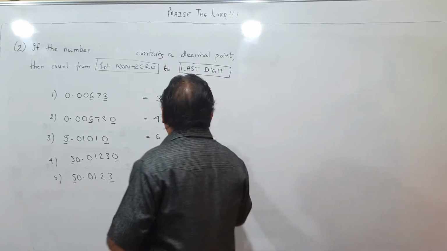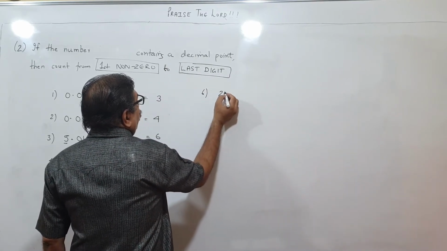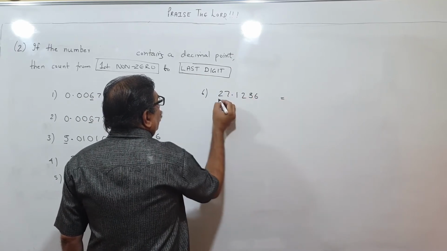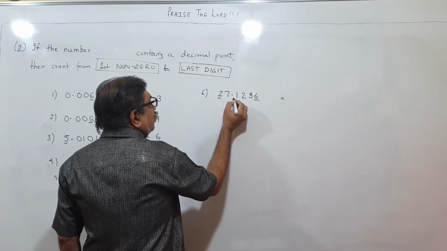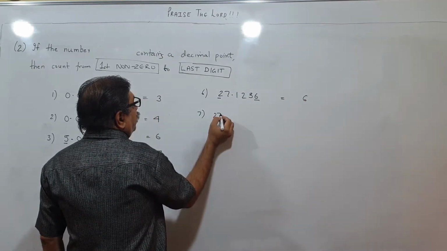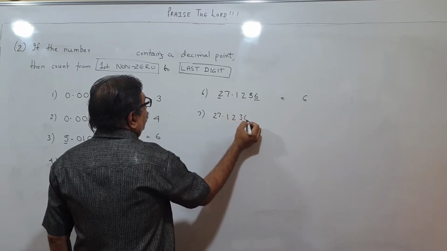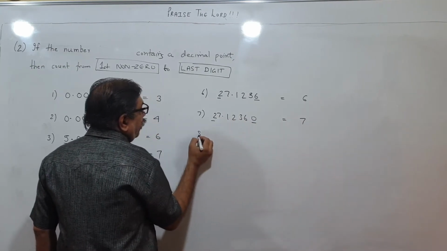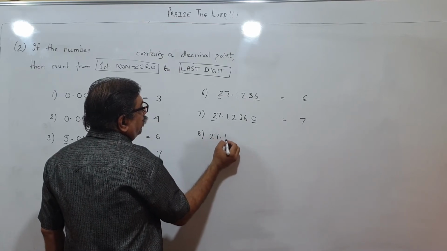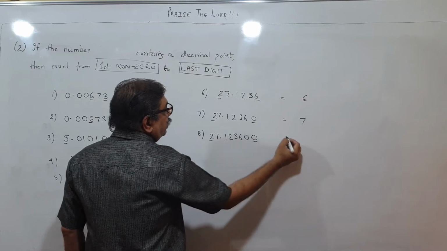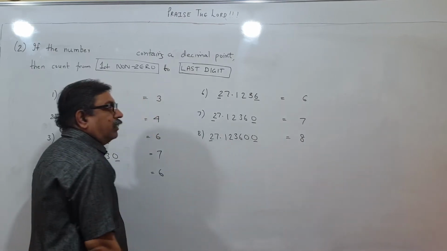Let me take up more examples. Sixth one, 27.1236, from first to last. 1, 2, 3, 4, 5, 6. This will have 6. If I am having 27.12360 from here to here, it will have 7. If I am having 27.123600, from here to here, it will have 8 digits.